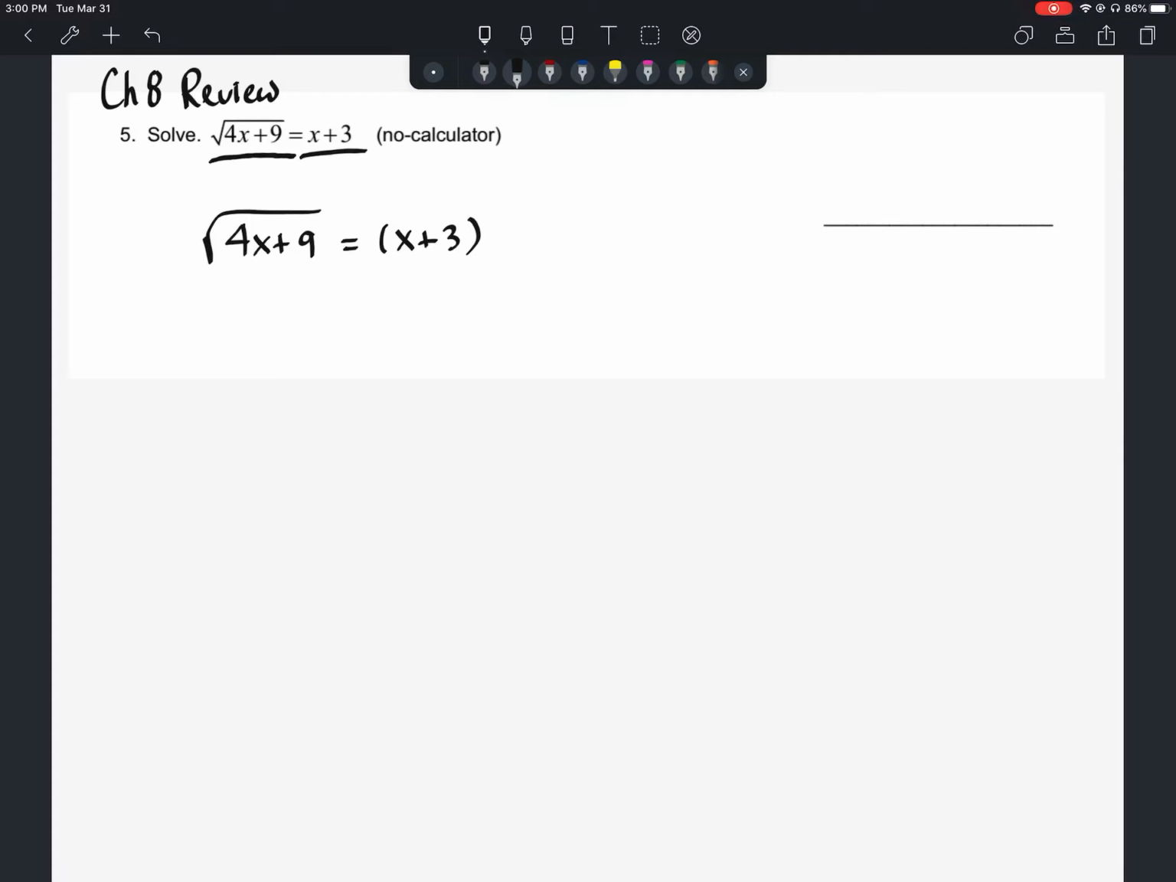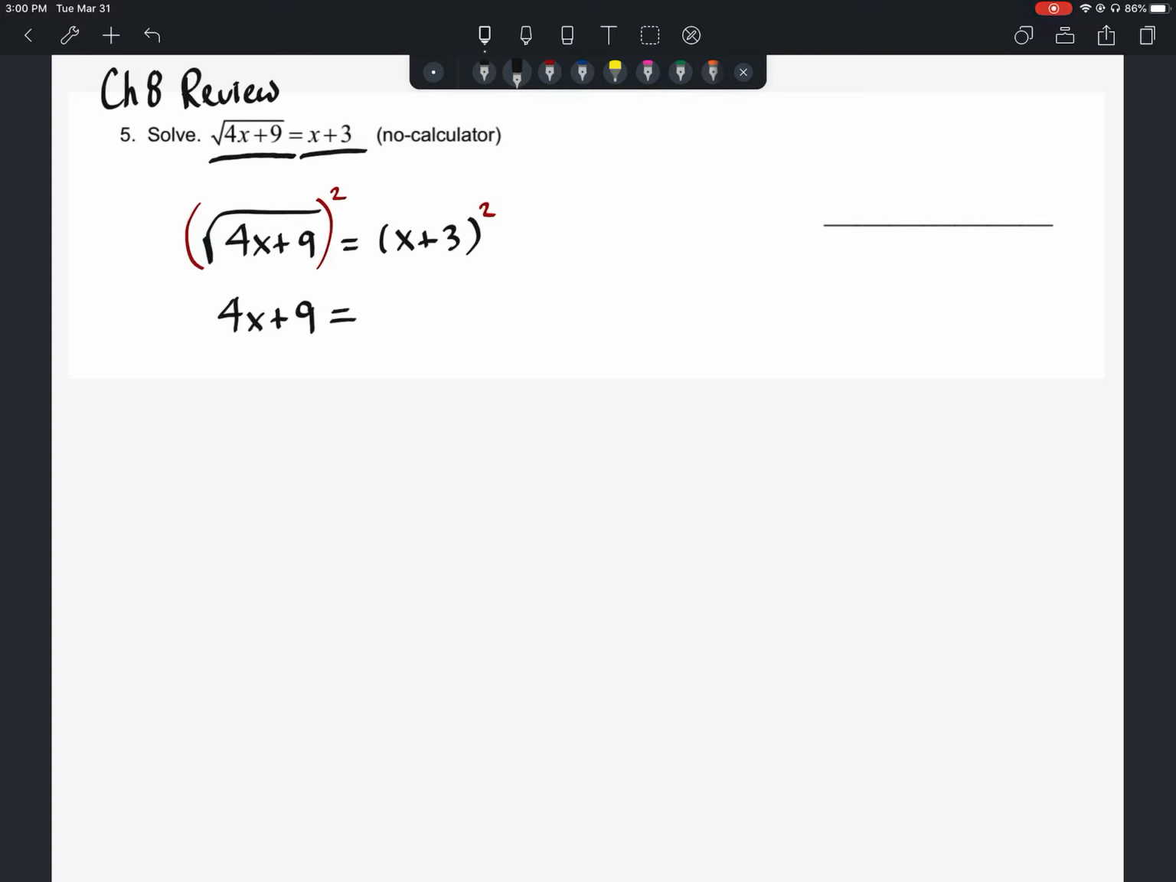So what we need to do here is, we've got this x trapped inside the square root, and we don't want to solve for x if it's in there. We have to get the x out. So 4 and 9 are both perfect squares, but 4x plus 9 is not a perfect square. So we're going to have to get rid of this square root by squaring this side. But if we square the left side of our equation, we're going to need to square the right side to keep it balanced.